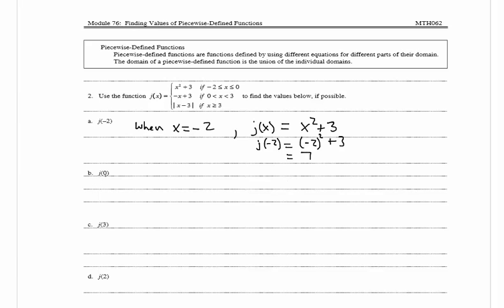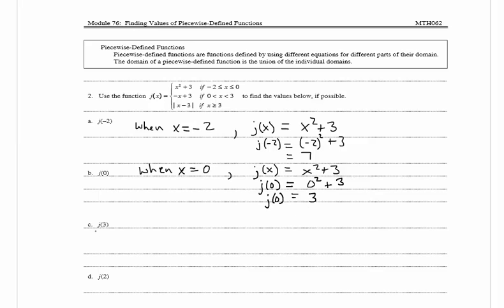In B, we want to look at j of 0. So when x is equal to 0, then j of x is equal to, and we can see that 0 is included in the first domain, so again we're using x squared plus 3. Now we're going to evaluate j of 0, and that's equal to 0 squared plus 3, and 0 squared plus 3 is equal to 3. So j of 0 is equal to 3.